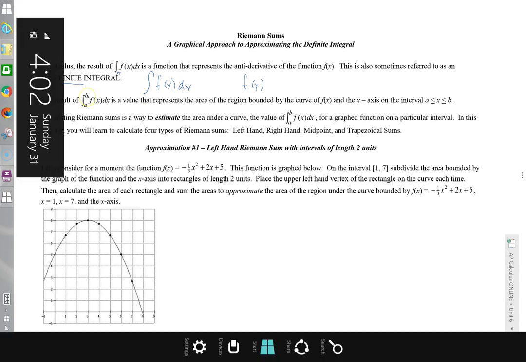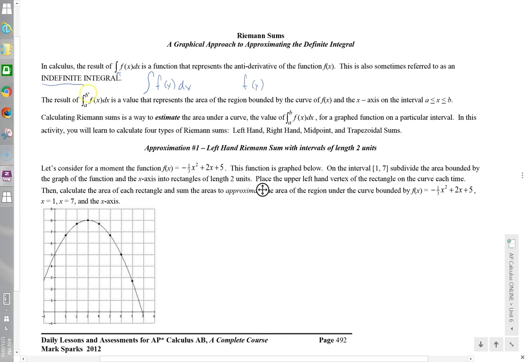However, if there are limits, like this from a to b, then we want a definite integral, and we only want the piece between a and b. This represents the area of the region underneath f of x and above the x-axis between a and b. So again, this may look a little difficult and a little confusing, but I think we're going to be able to get you right through it.